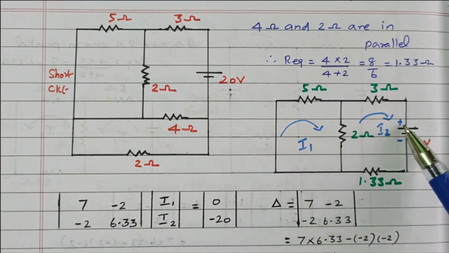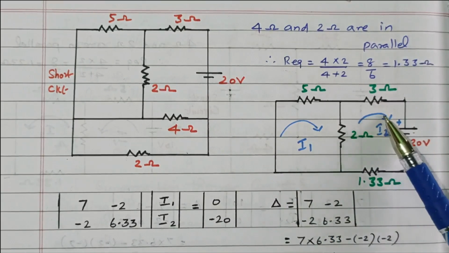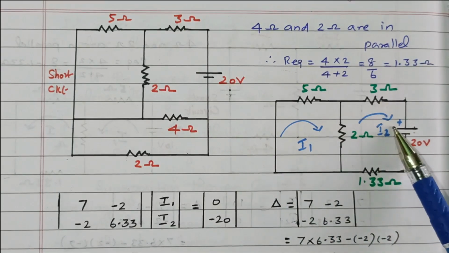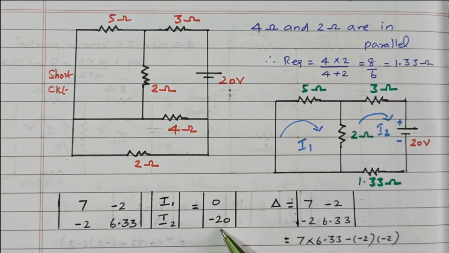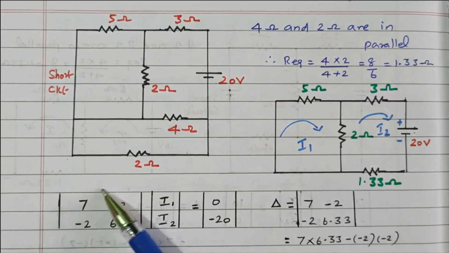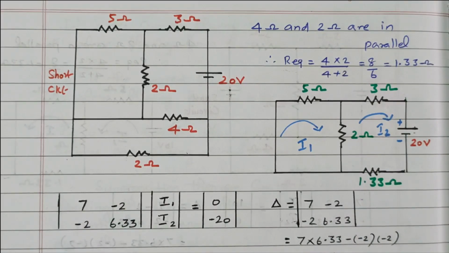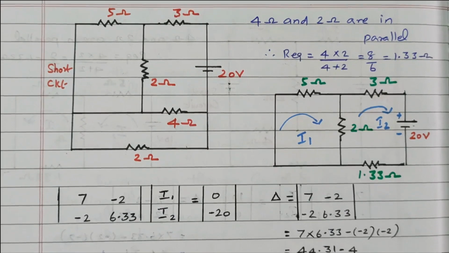Here it is going from plus to minus, right? See the direction, it is downwards. So the current is flowing from positive potential to negative potential. It is a drop in potential, so that minus 20, right? So this is nothing but our del value, right? First we will find the del value.